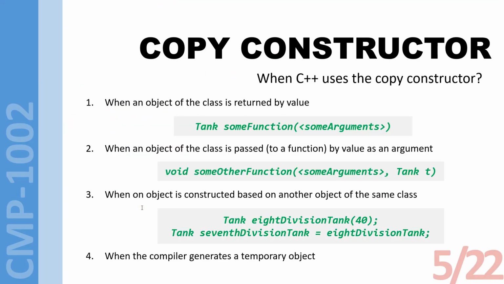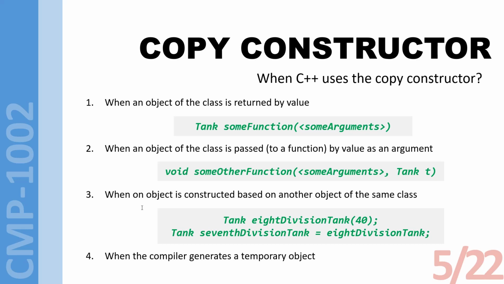So when C++ uses the copy constructor, the example I have given you is one of them, but there are other cases where C++ automatically uses the copy constructor. The first one is when an object of the class is returned by value. So if you have a function and the function's return type is actually an object, that object's copy constructor is being called when this return value is being generated. That's one use case. The second use case is what we have seen here in our previous example, when an object of the class is passed to a function by value as an argument, like this.